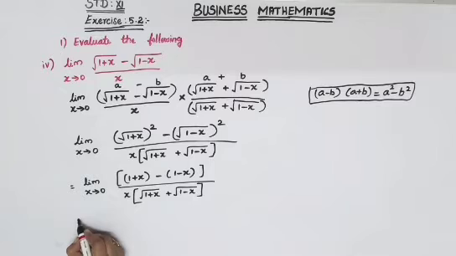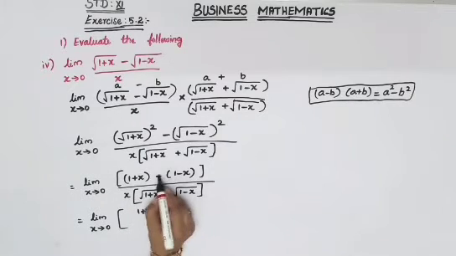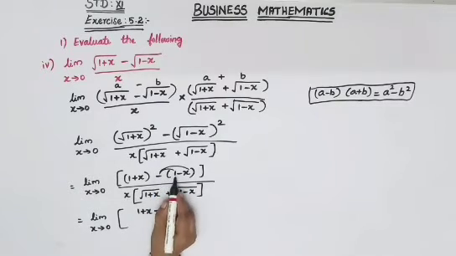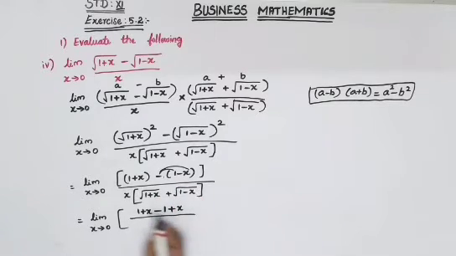So next step, limit x tends to 0. This 1 plus x keep as it is. Just multiply by this minus inside, for these two terms. So minus into plus, you'll have minus. 1 into 1 is 1 itself. Again minus into minus, you'll have plus. 1 is here, so 1 into x is x. Divided by your denominator as it is, x into root of 1 plus x plus root of 1 minus x.